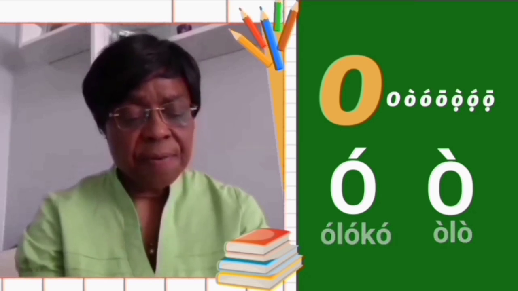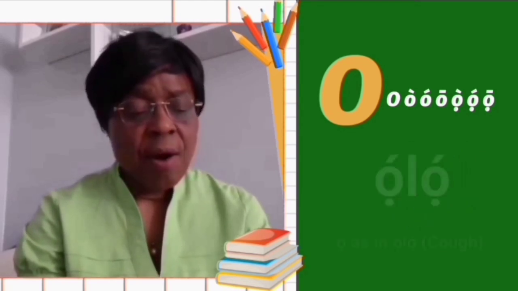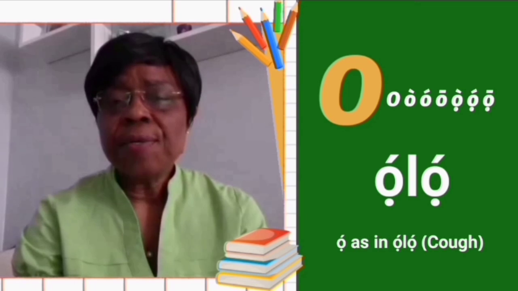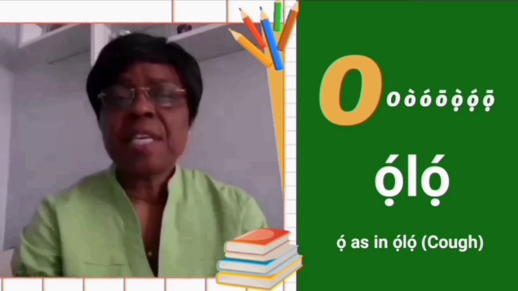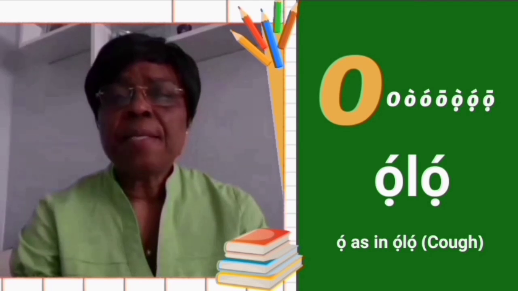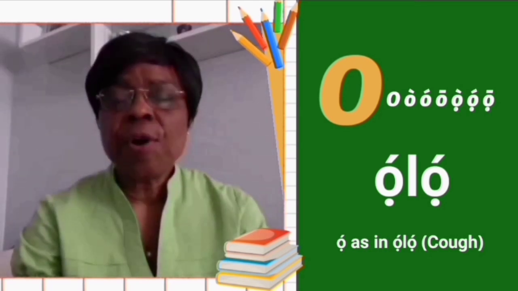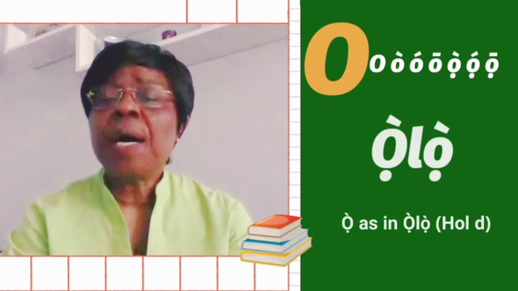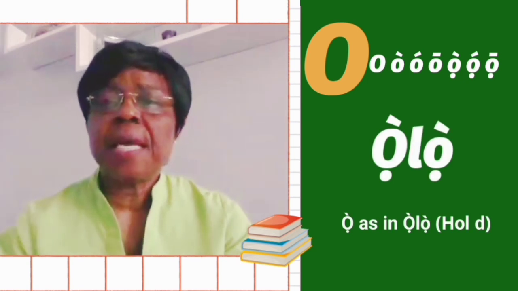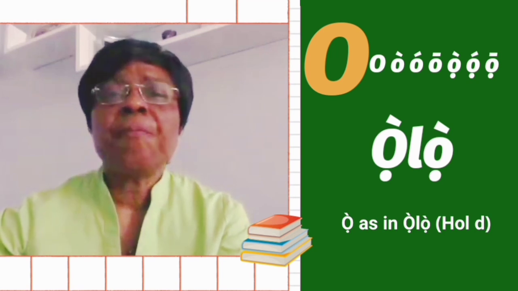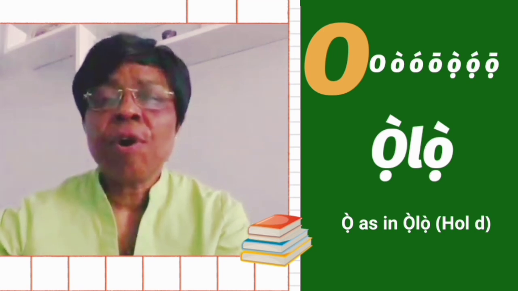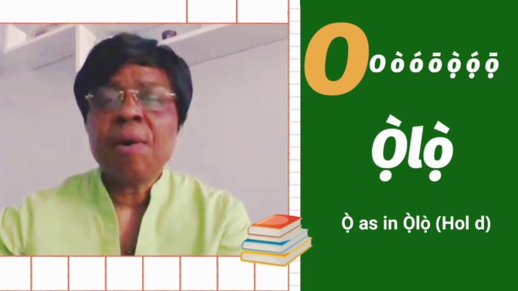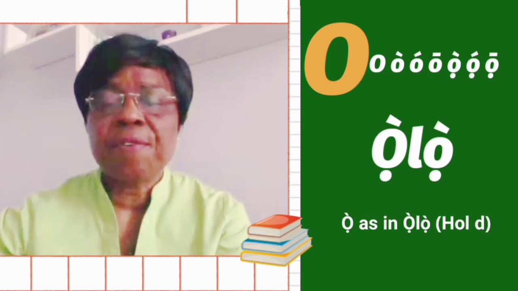Let's look for an example of O, Olo. Both diacritics are rising. Olo means cough. Olo, cough. And they're both rising. We can also look for an example of falling diacritic in O sound. We could think of a word like Olo. Olo has both a rising and a falling. The first O is rising, and the second one falls. So Olo, meaning hold.